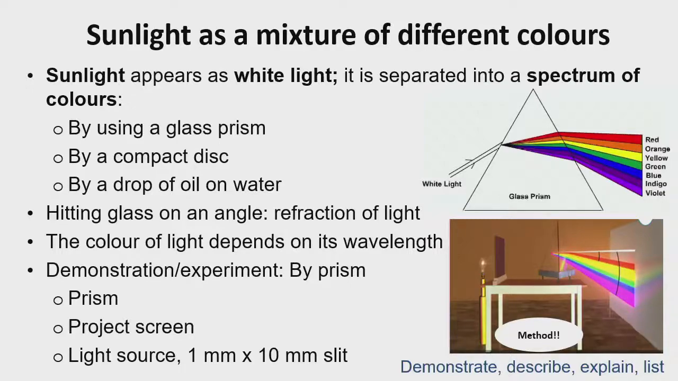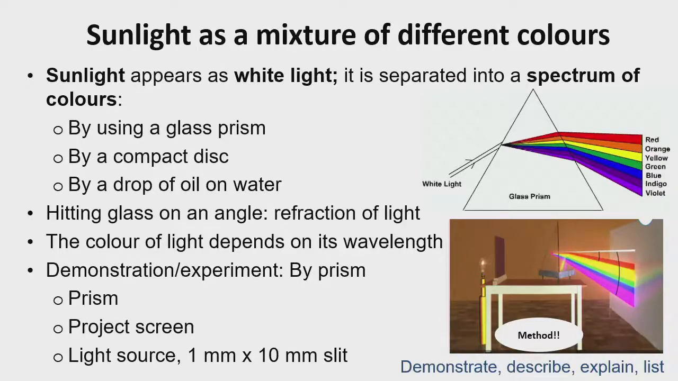If you're asked to demonstrate with the prism, just know what materials you need and how you are going to place them in order to see the different spectrum of colors. Briefly, to explain how this can be done with a prism, you need a prism, a projector screen, a light source, and a slit. You place the screen in front of the prism, and you place a light source at a 90 degree angle on the other side of the prism.